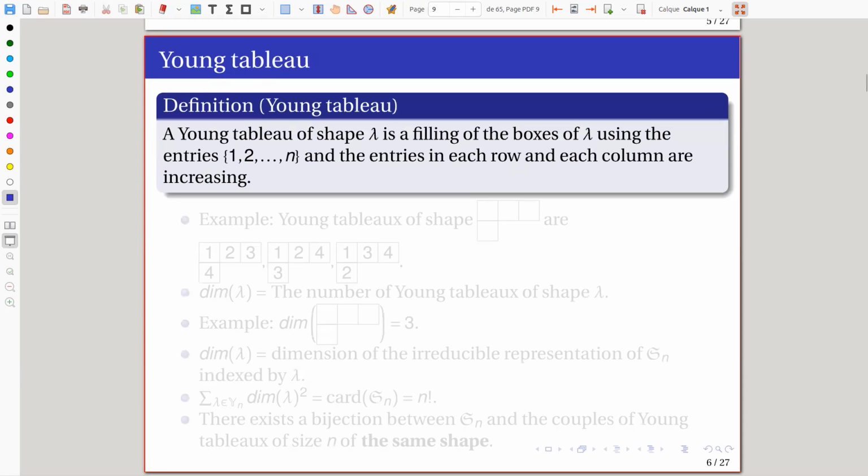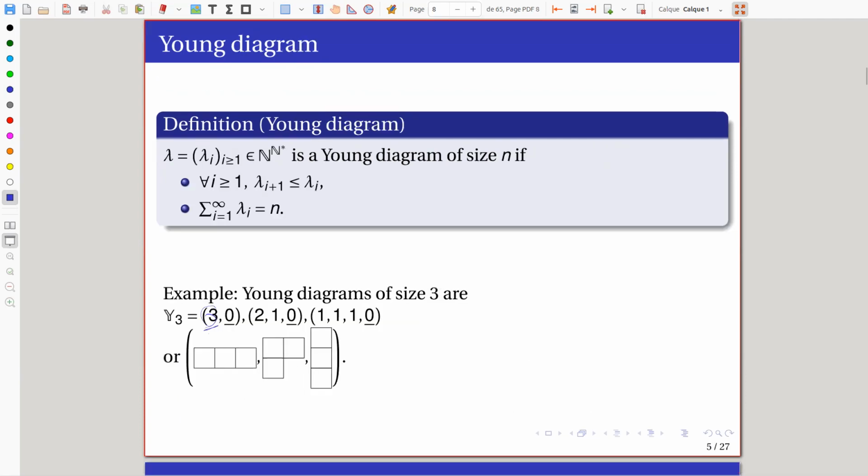Okay. 2, 1 means the first line is 2 squares. The second line is 1 square. And what does 0 mean? Then 0 squares, so you don't see them for the rest.